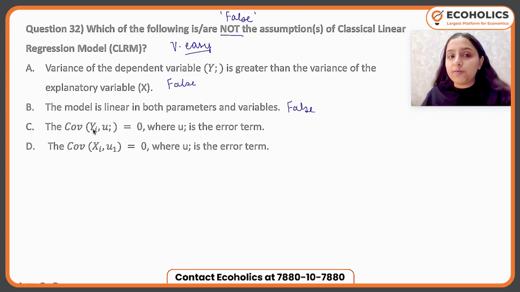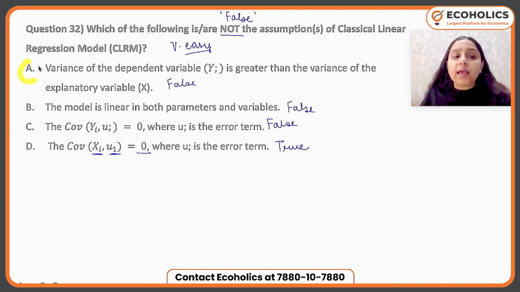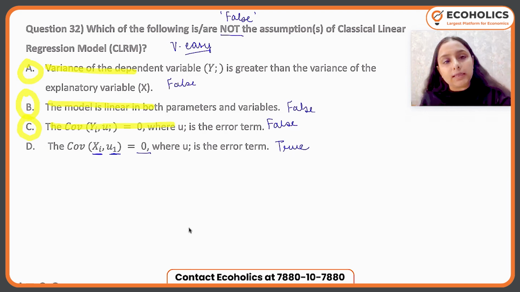The covariance between y_i and u_i is 0, where u_i is the error term. This is again false, because y is explained by the error term, so their covariance can never be 0. Only the covariance between x, the explanatory variable, and the error term is 0. So that is true. Out of the 4 options, only D is an assumption, which means A, B, C are not assumptions. They are false. And hence option A, option B, and option C will be my correct answer. So I will be choosing these 3 options in this question.